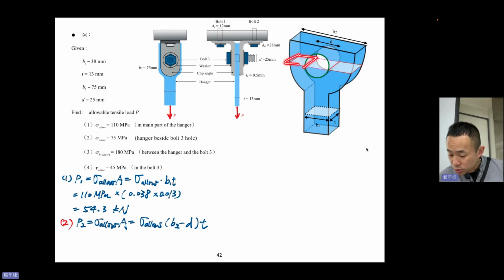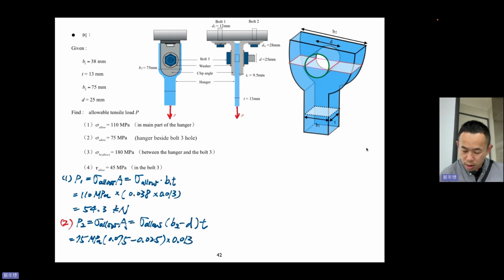So P2, we want to calculate the P2, which is just when this part breaks. Okay, so P2 equals 75 MPa times (0.075 minus 0.025) times 0.013 equals 48.8 kN.